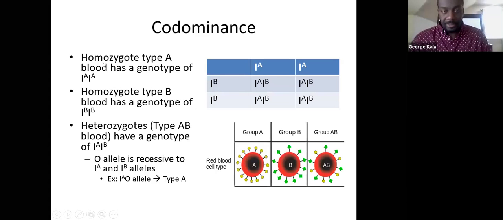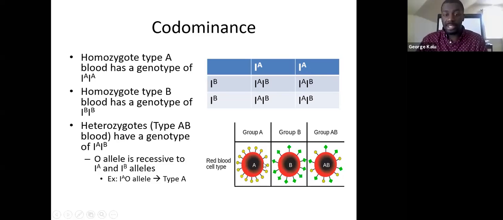So here's an example. Your blood type is also determined by genetics. If you're a homozygote who has type A blood, your genotype is going to be IA, 2 copies of the IA allele. If you're a homozygote who has type B blood, then your genotype is going to be IB alleles. Now here's where the codominance comes into play. If you're a heterozygote, you're going to have both the IA allele as well as the IB allele. So both the A and the B proteins on your red blood cells are going to show up.